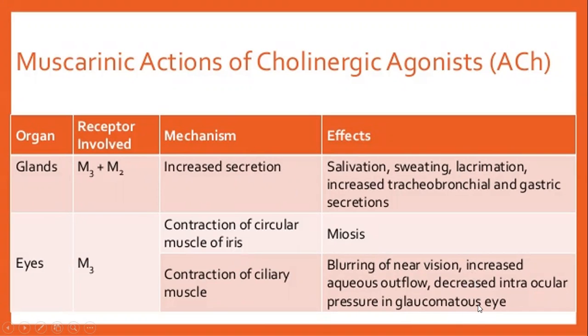in the glaucomatous eye. Intraocular tension is nothing but the fluid pressure of the eye. The force exerted by the aqueous humor on the internal surface of the eye is called IOP, intraocular pressure. So what will happen here? These effects are produced due to contraction of the ciliary muscles, because the eye consists of M3 receptors. M3 is an excitatory receptor.